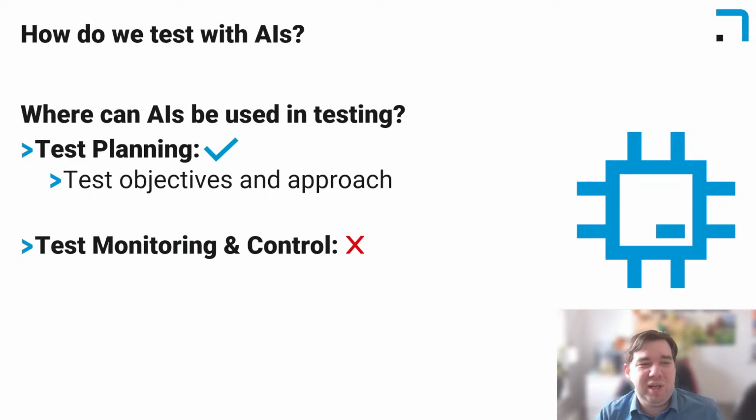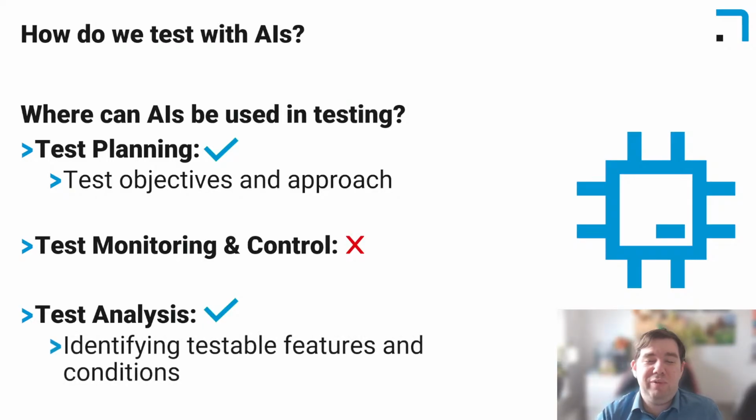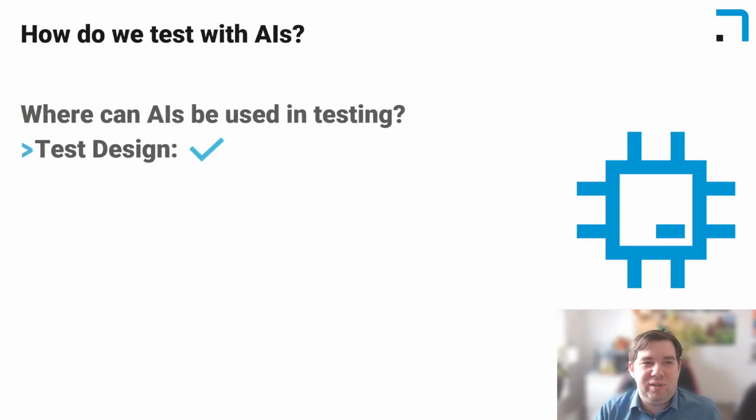But then we can look at test analysis, and I think test analysis is another area in which we could use AIs. Test analysis includes identifying testable features and conditions in our tests. And I think the AI, even if we only give it general information on what's happening in the project, will give us some testable features and conditions on how we can test and where we can put our testing efforts.